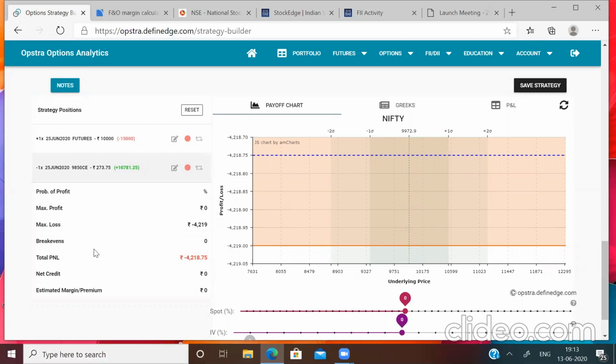So we are only talking about risk management. We're not talking about any profitability now. This is only about risk management, how you can reduce your risk when working with derivatives, right?